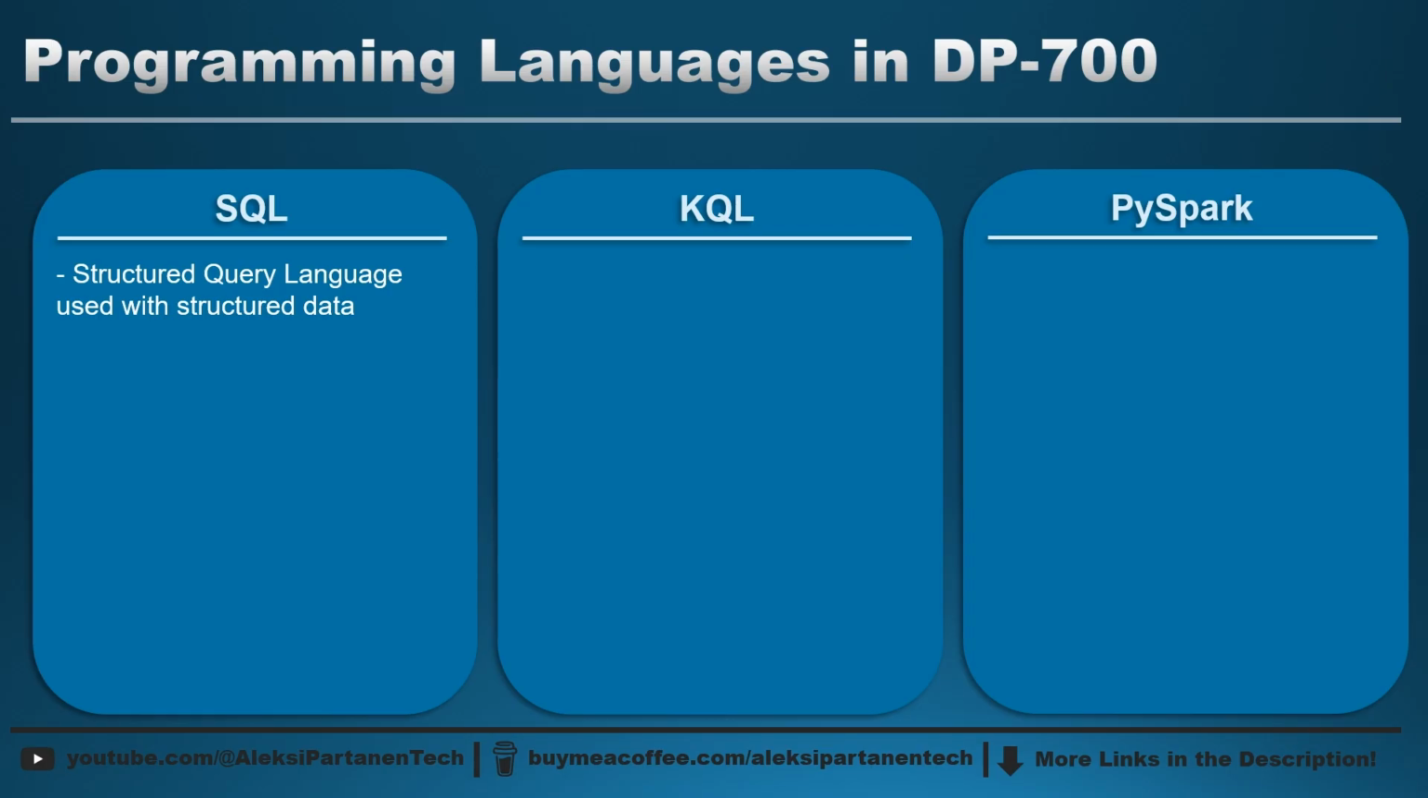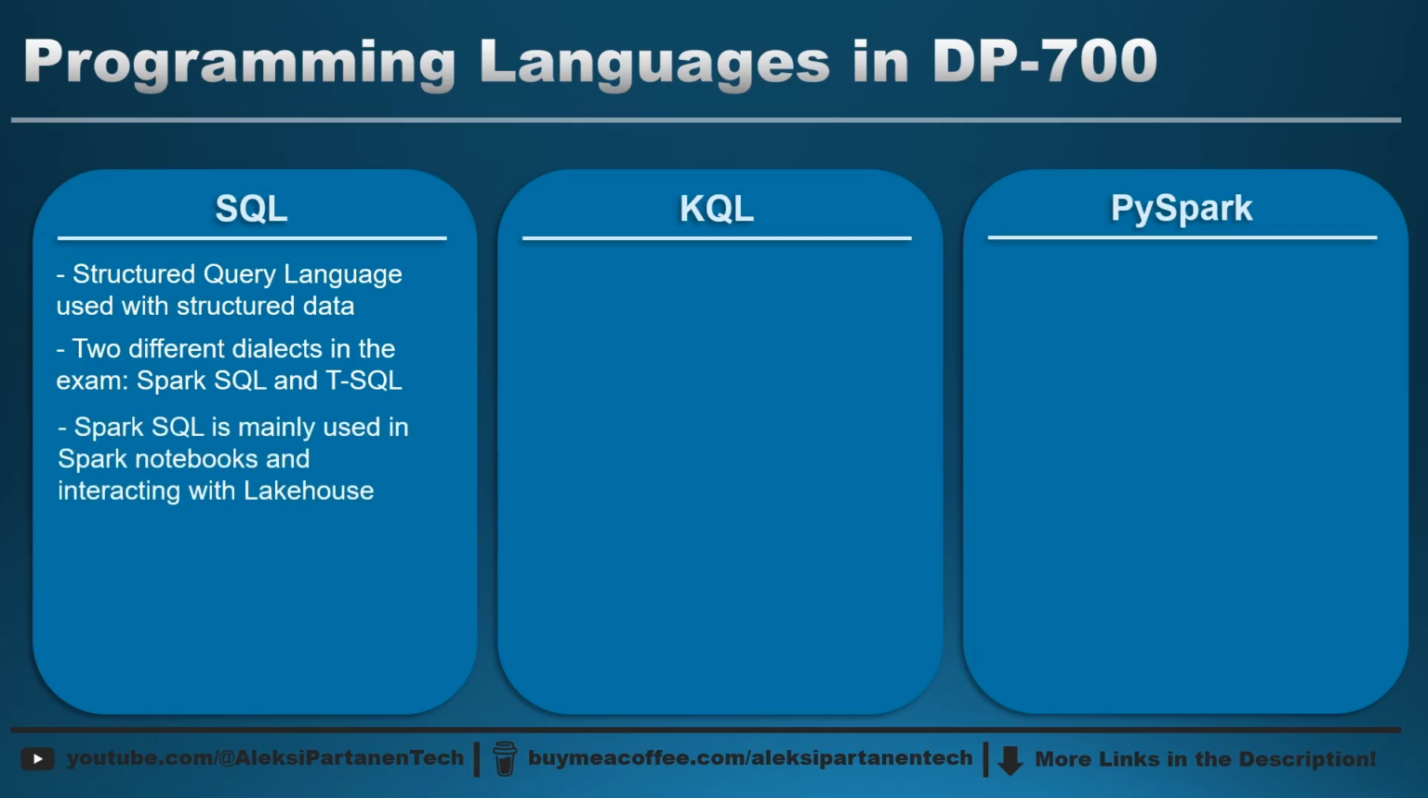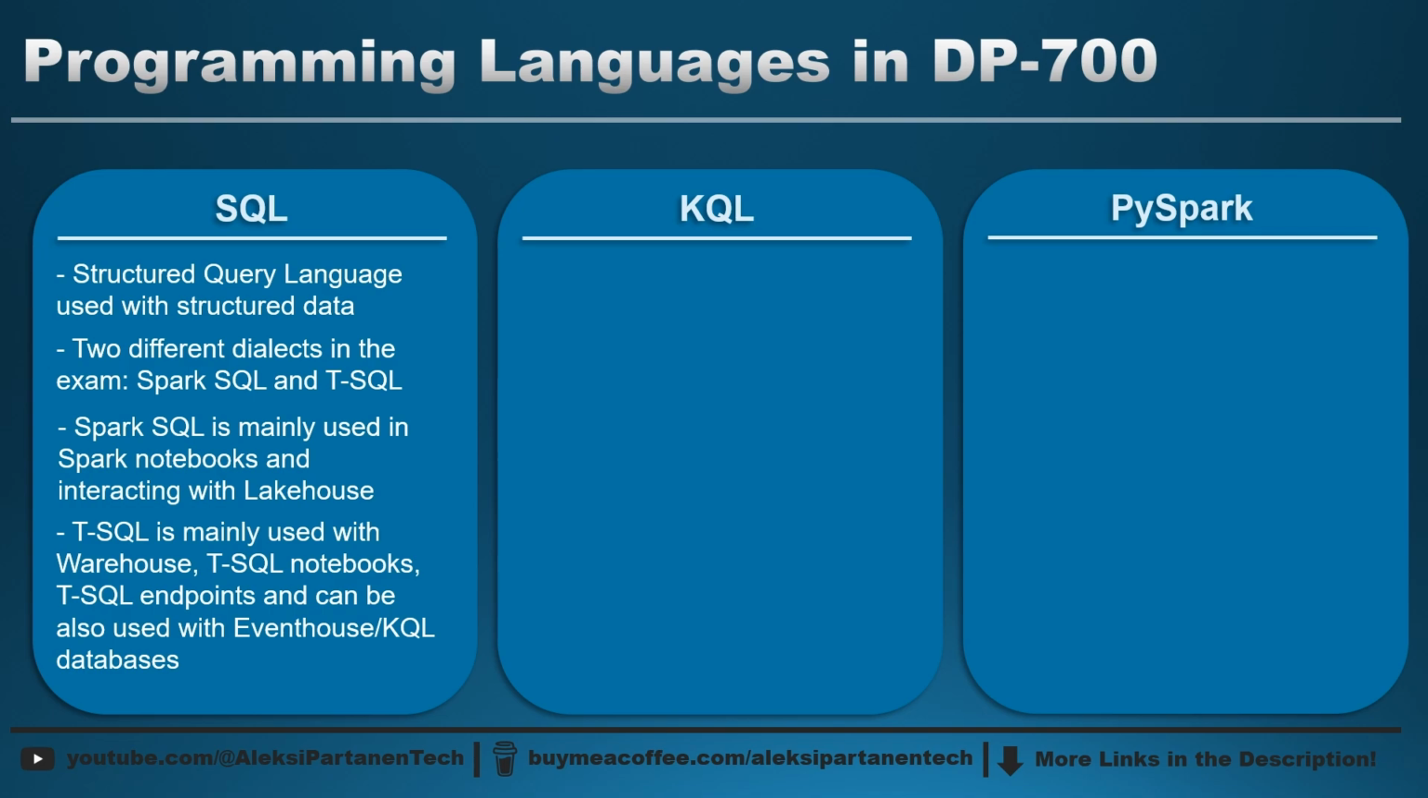In the scope of DP-700 exam, we have two of those dialects, and those are Spark SQL and T-SQL. Spark SQL is one of the languages used to interact with Spark engine, and in the Fabric context, this means that this language is mainly used in notebooks, and the go-to data store with notebooks, Lakehouse. T-SQL, on the other hand, is the Microsoft dialect of SQL, and in Fabric it is used with warehouse, T-SQL notebooks, T-SQL endpoints, and also it can be used with eventhouses/KQL database to some extent as a replacement to KQL if you prefer SQL.